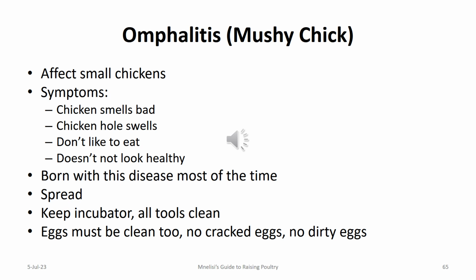Mushy chick disease. This is for small chickens and the symptoms will be as follows: smelly bad navel, swollen, they don't like to eat, and do not look healthy. They are born with this disease most of the time. This can spread from one chick to another. Always make sure you keep your incubator and all tools clean. Eggs must be clean too. No cracked eggs, no dirty eggs into the incubator.